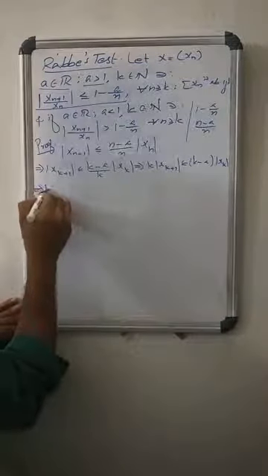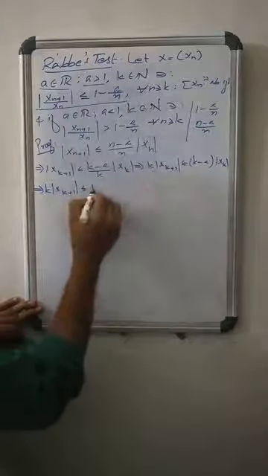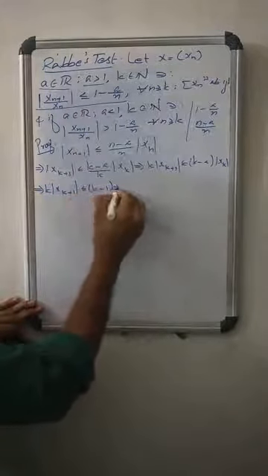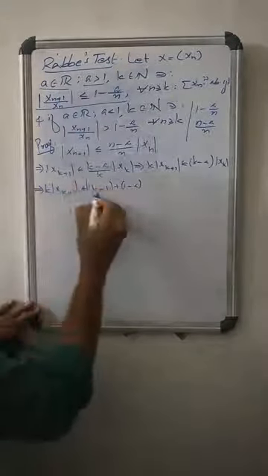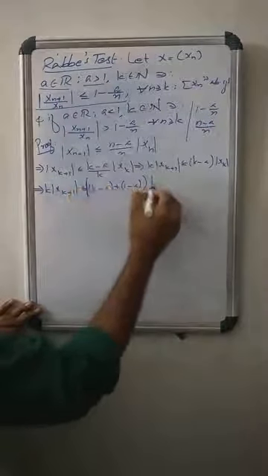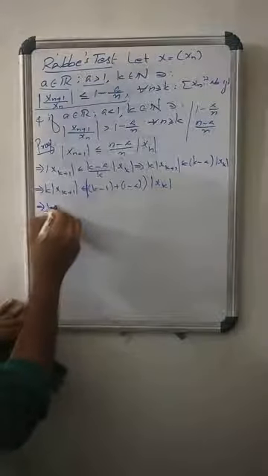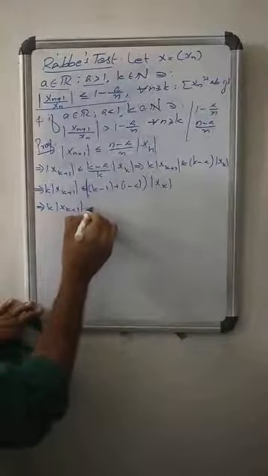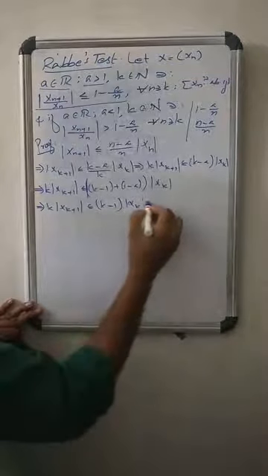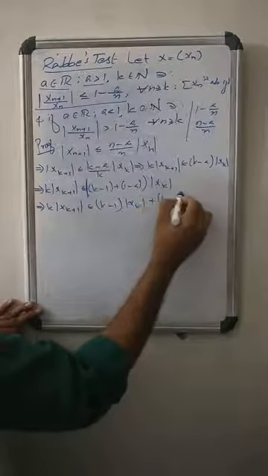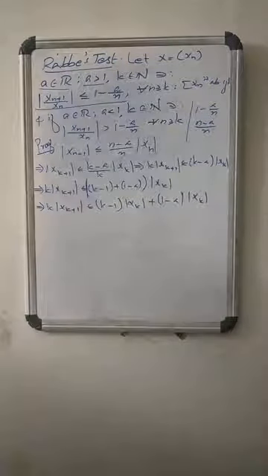That means k into modulus of xk plus 1 is less than or equals (k minus a) into modulus of xk, which can be rewritten as k minus 1 plus 1 minus a, introducing 1 and minus 1 simultaneously, into modulus of xk. Agree? That means k into modulus of xk plus 1 is less than or equals k minus 1 into modulus of xk plus 1 minus a into modulus of xk.